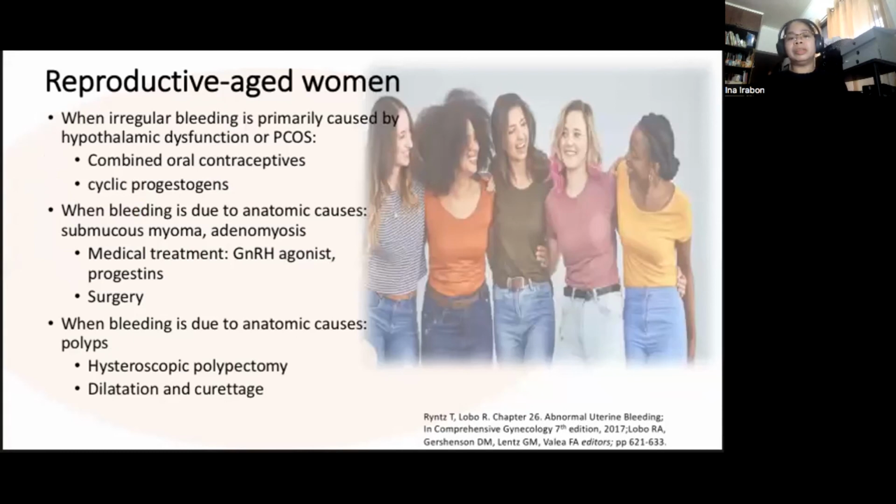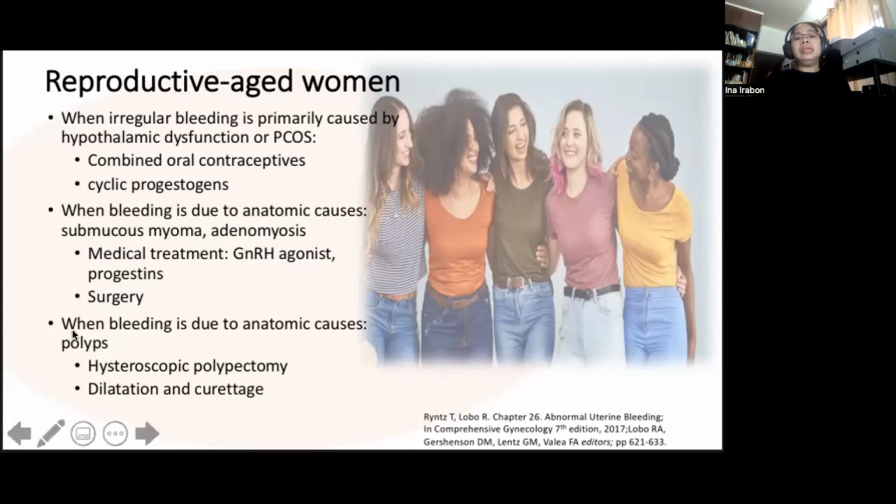Now, for the reproductive age women, these are what you can do. So when the irregular bleeding is primarily caused by hypothalamic dysfunction or a PCOS, then we can give COCs, that's the combined oral contraceptives, or cyclic progestogens. When the bleeding is due to anatomic causes, for example, adenomyosis or a submucous myoma, we can first offer them medical treatment. For example, GnRH agonists or progestins. Or if they're not anymore responding to this medical treatment, then we can also offer surgery.